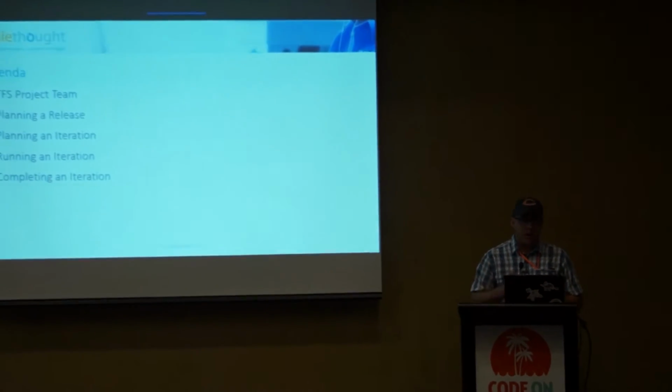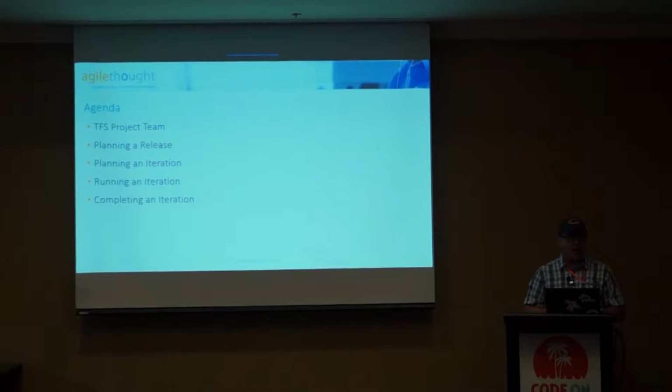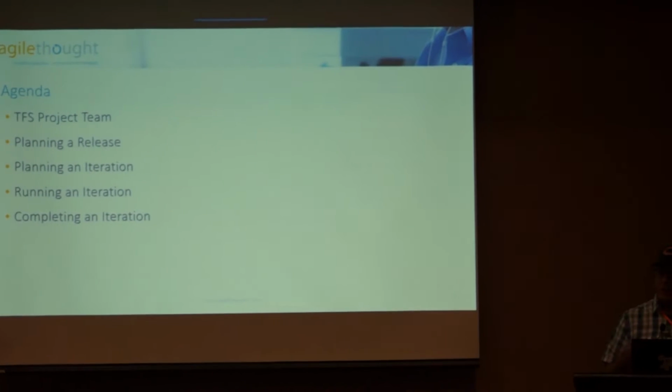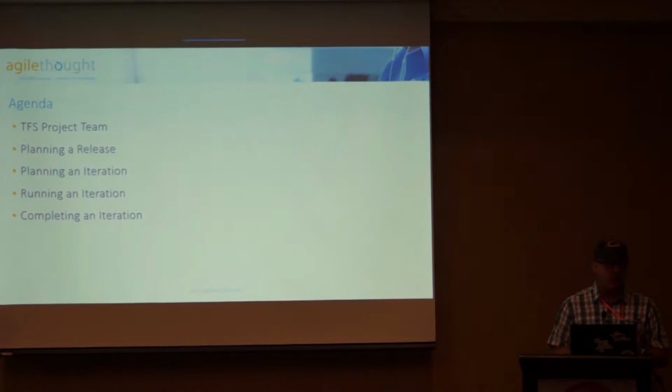I'd like to talk about setting up and going through a sprint, basically. How do you run a sprint with TFS? Let's dive into that and look at it. Some of the things we're going to look at is putting together what they call a project team in TFS. You can have one-to-many project teams. Then we're going to plan a release. We'll do things like groom the backlog. Then we'll plan an iteration, take those groomed items and push them into a sprint or an iteration. Then we'll actually run through that iteration and then complete an iteration.